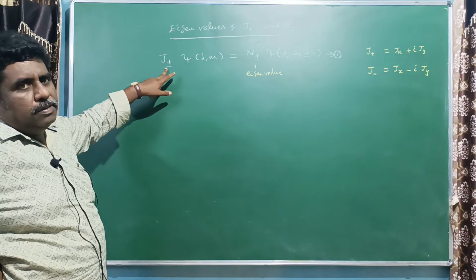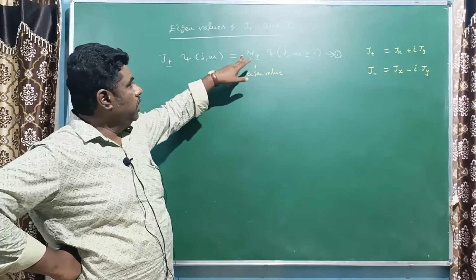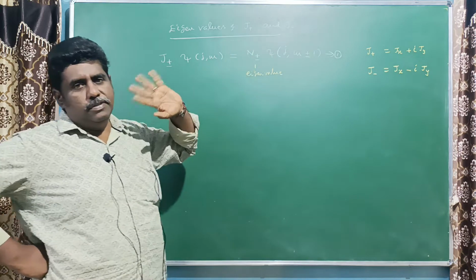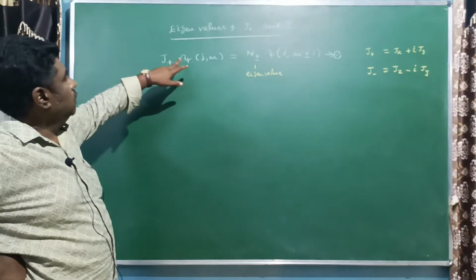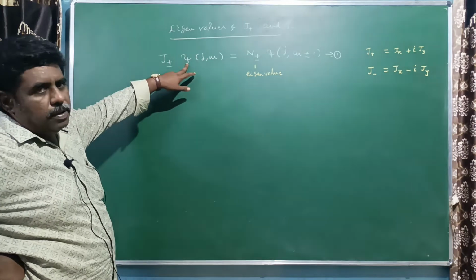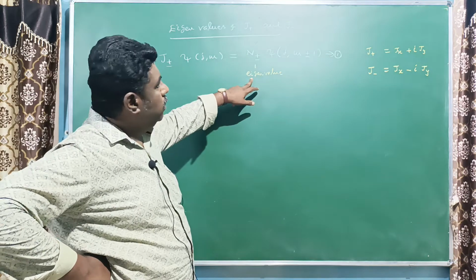We know the eigenvalue equation. An operator operating on a function will provide the eigenvalue and the same function is obtained. Here, J plus or minus is allowed to operate on psi of j comma m. And N plus or minus is the eigenvalue we have arrived at.